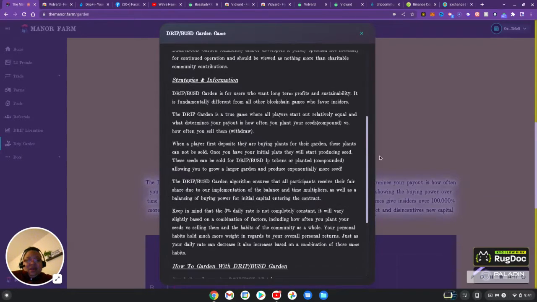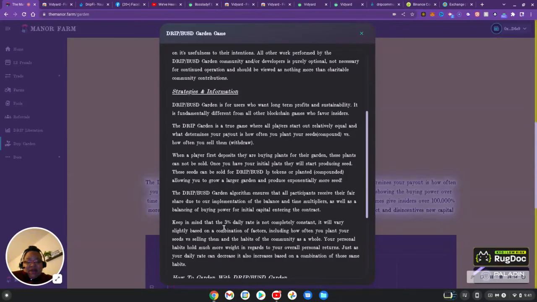Because this has, see where it says, keep in mind the 3% daily rate is not completely constant. It will vary slightly based on a combination of factors, including how often you plant your seeds versus selling them, and the habits of the community as a whole. Your personal habits hold much more weight in regards to your overall personal returns. Just as your daily rate can decrease, it also increases based on a combination of these same habits.